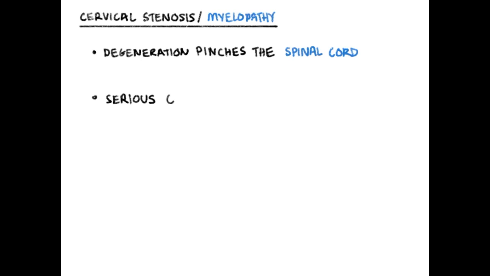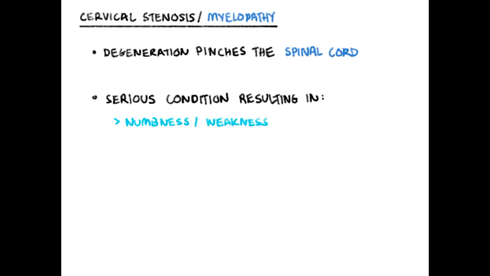The next condition we're going to discuss is probably one of the most important, which is cervical stenosis and cervical myelopathy. When cervical stenosis occurs, it basically means that degeneration is causing tissue to build up inside the spinal canal, and that pinches the spinal cord. The spinal cord is a very eloquent structure containing millions of neurons that help control your body, and it does not like to be pinched. When it becomes pinched, it results in a condition known as cervical myelopathy.